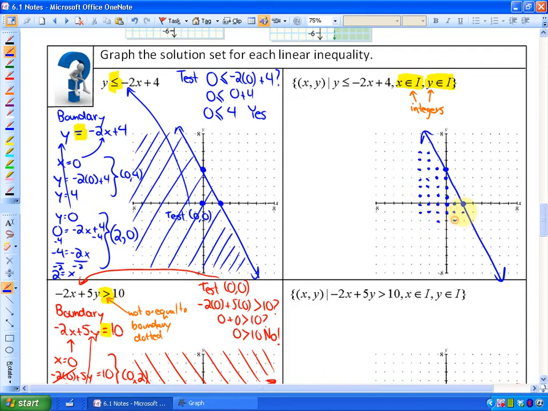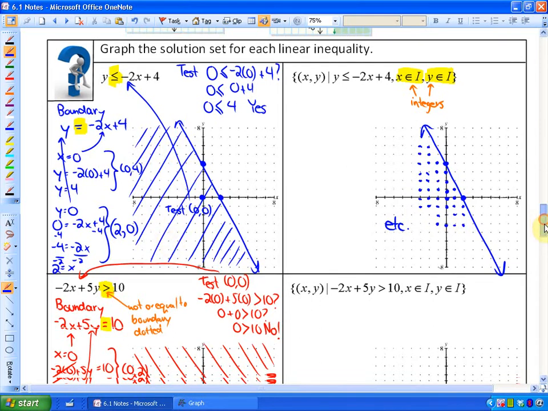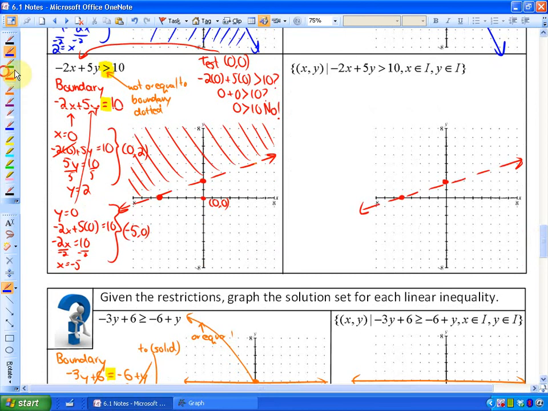So the difference between these two solutions, and I'll just put etc. here, is that this would only include the points, but not between the points like this first one without restrictions would. Next set, so it's exactly the same problem. You'll notice here this inequality is exactly the same as this inequality. The only difference is, again, that the restrictions here are that the solution region is restricted to integers.